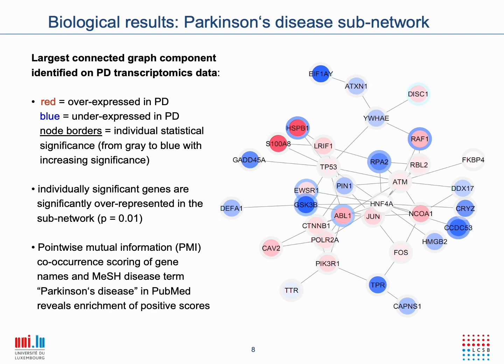We can see that in this network, individually significant genes are significantly overrepresented. Furthermore, a literature mining analysis using a pointwise mutual information co-occurrence scoring of the gene names in the network and the term Parkinson's disease in the PubMed literature database reveals a significant enrichment of positive text mining scores for the selected genes. Overall, the biological results indicate that GenePEN can be helpful to identify sub-network alterations enriched in disease-relevant genes.